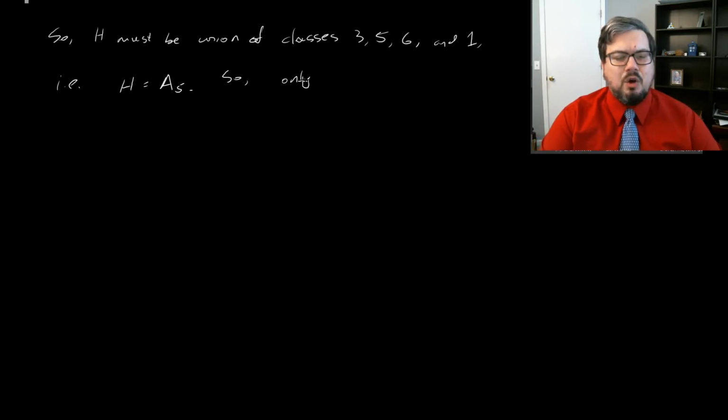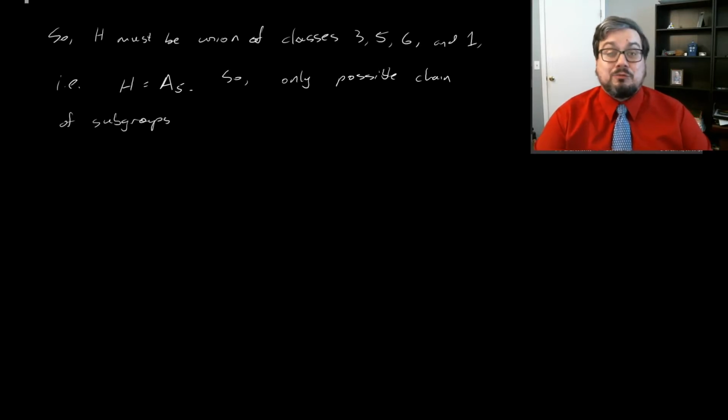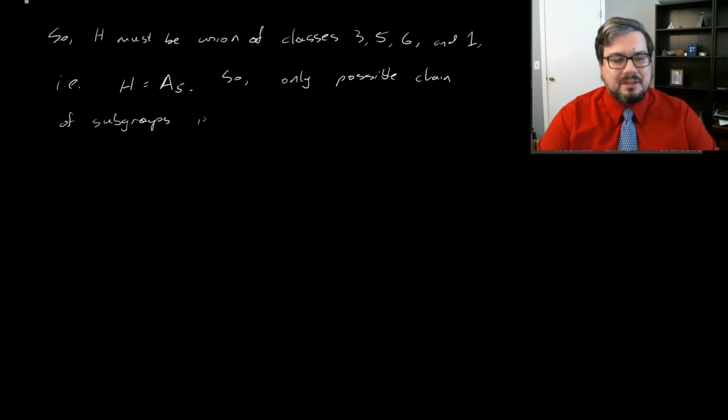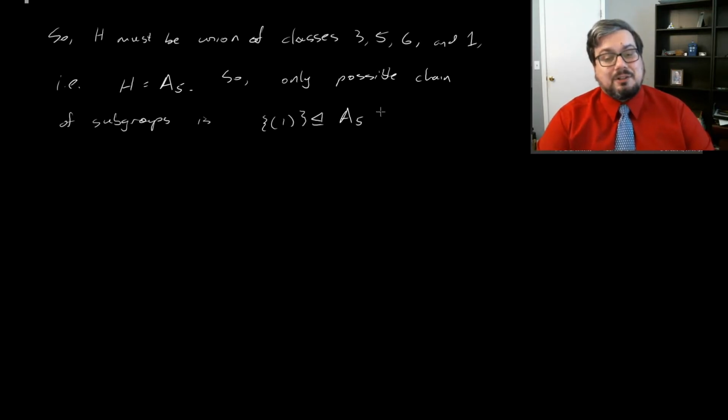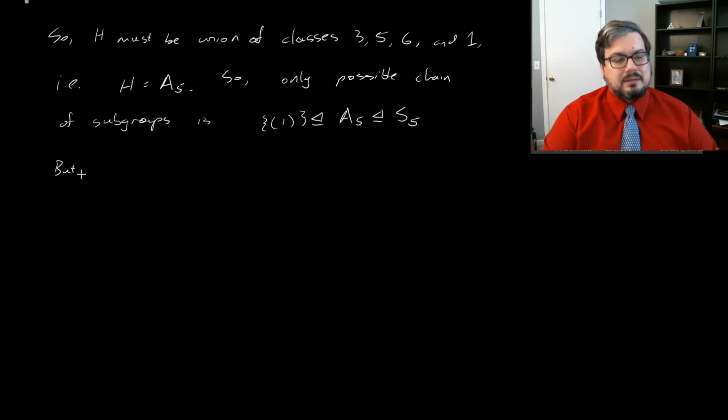So that means that the only possible chain of subgroups that would possibly recognize the solvability of S5 would be the trivial subgroup, which is a normal subgroup of A5, which is the alternating group on 5 elements, which certainly is a normal subgroup of S5. But we have that A5 modulo the trivial subgroup is isomorphic to A5, which is not abelian.